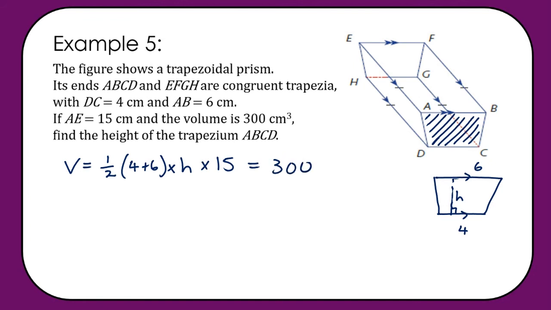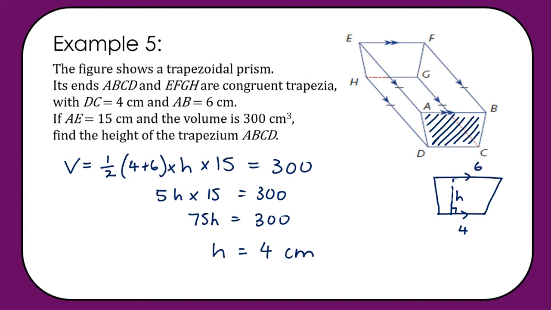So now we have an equation to solve involving h. Okay, so we've got half times 4 plus 6. 4 plus 6 is 10. Half of that is 5. So we've got 5h times 15 equals 300. So that is 75h equals 300. And so h is 300 divided by 75, which is 4. Our units here are centimetres. This is a height, so it's a length, not an area or a volume, so the units are just centimetres.